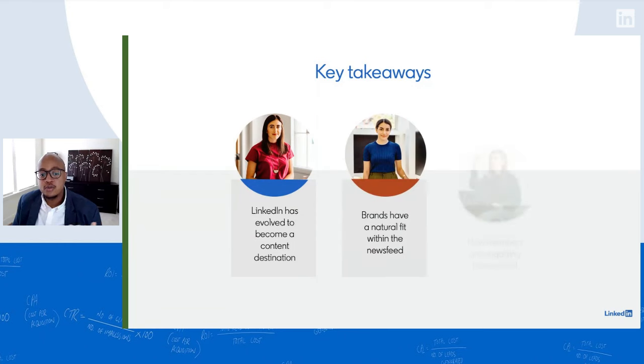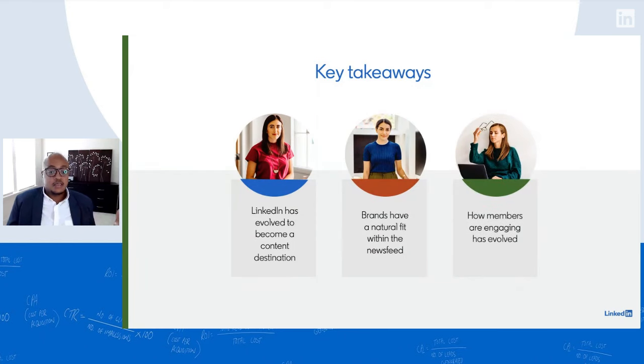So some key takeaways here. LinkedIn has evolved to become a content destination, and that's not just through the homepage with the trending topics and the hashtags, but we've also developed a variety of options for publishing content, whether it be things like being able to publish a PDF and slide through it directly in the platform. There are a bunch of different ways to create content that really fit the platform in a native way.